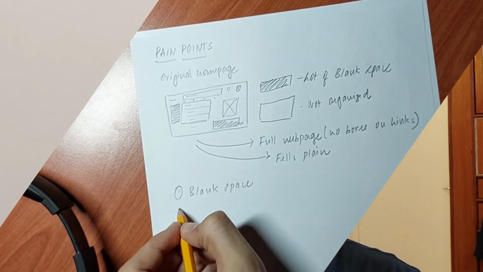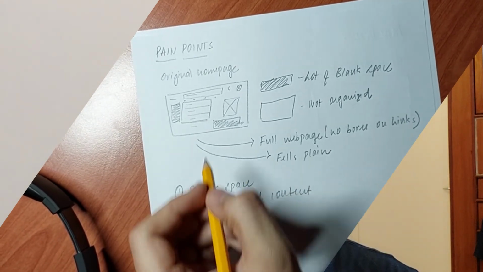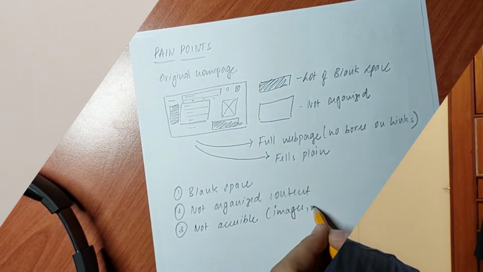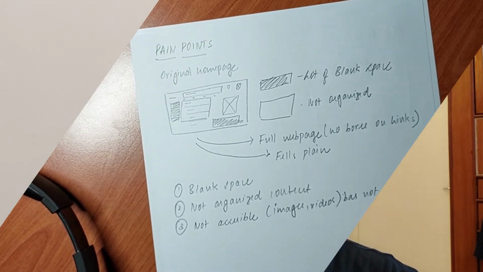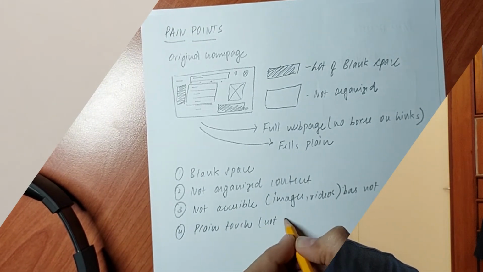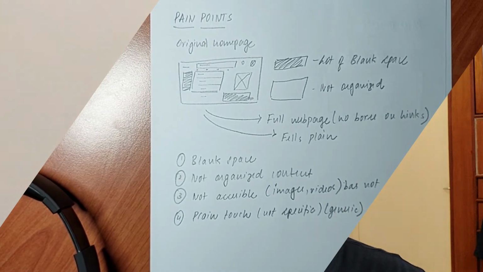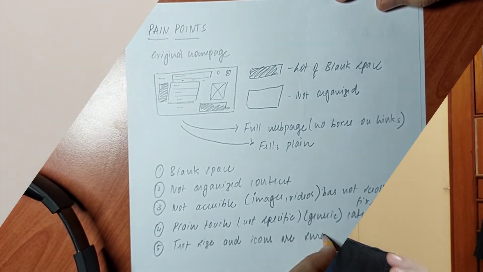So those are the five points which I decided to work upon: number one, blank space; number two, not organized content; number three, not accessible; number four, plain touch; and number five, text and icon size too small. So these are the pain points, and let's work ahead. Let's jump into personas.